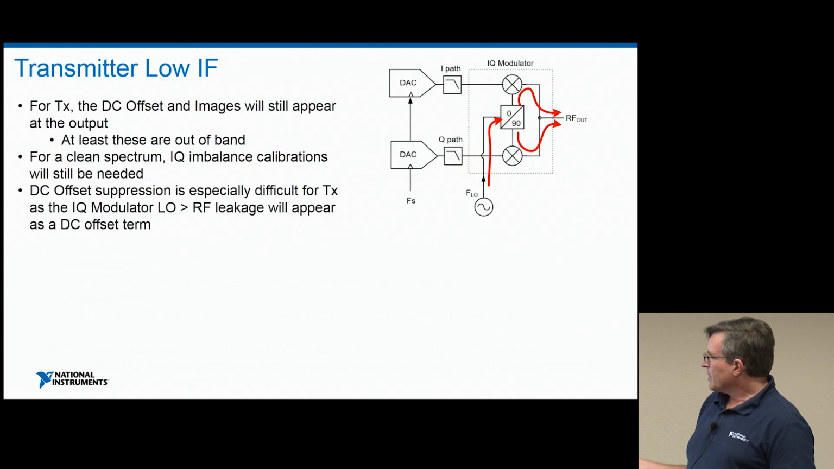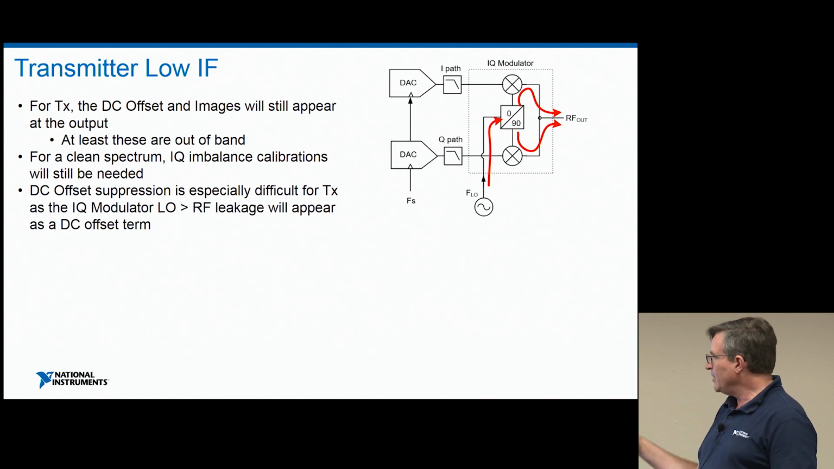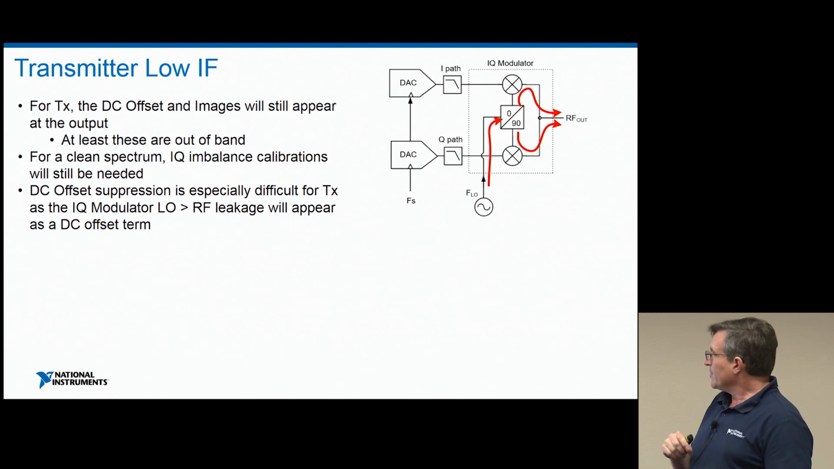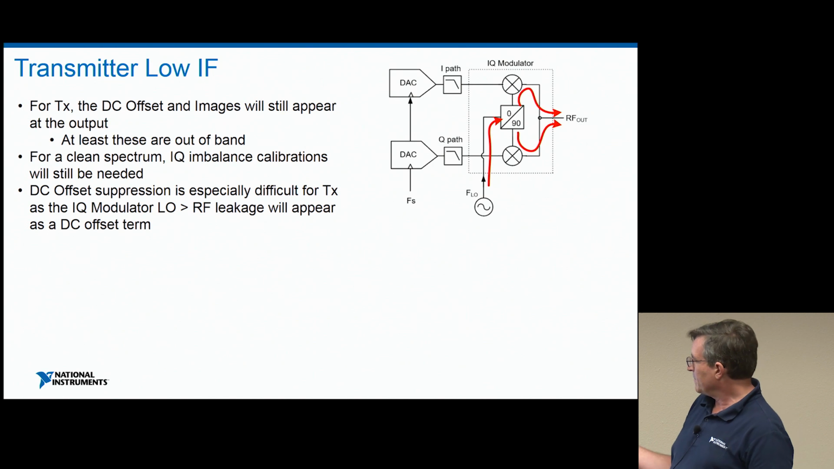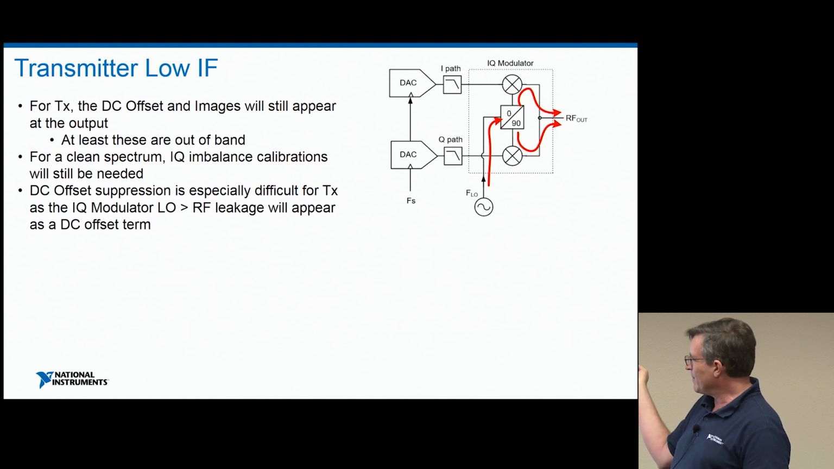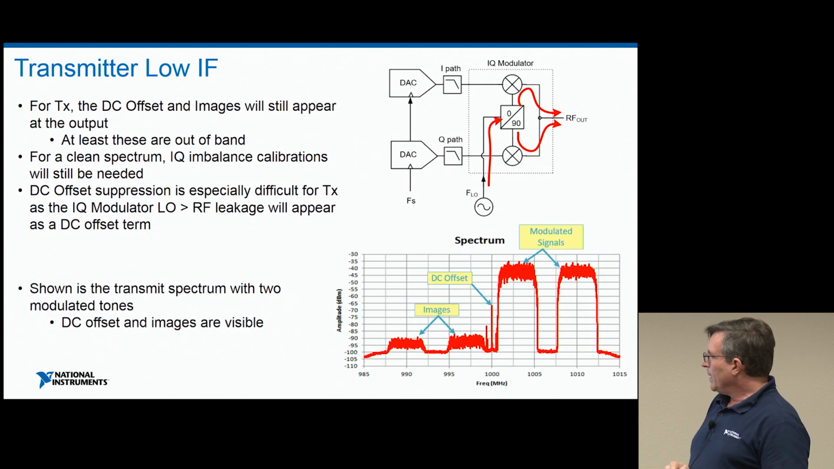So this architecture works really well for receivers. The images and DC offsets are filtered out. You don't see them. But for the transmitters, they're still present. And in fact, especially on the LO feedthrough, not only like on a receiver, you can have some reverse isolation of the amplifiers to get rid of the LO feedthrough. Here, we actually amplify that out.